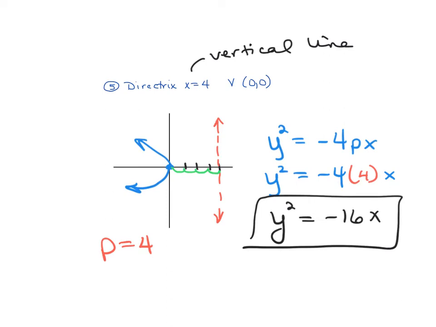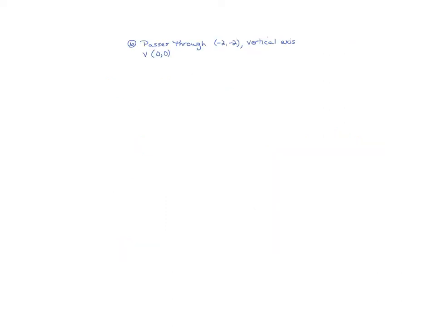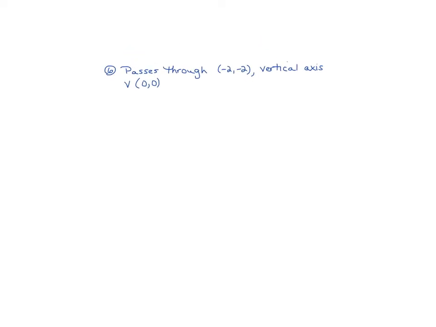Let's try another one. This time again, the ordered pair that's given to us is going to be on the parabola. Also, notice they're telling me that it's the vertical axis, so it's symmetrical around y. So as soon as I see this, this tells me that my graph is either going to be up or down. But based on my ordered pair and my vertex, I'm going to go ahead and graph it, and then this will tell me which way it's opening.